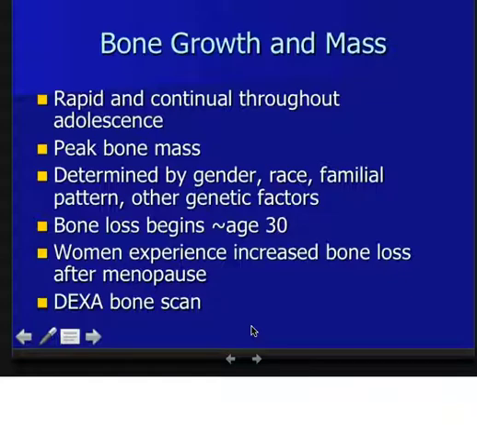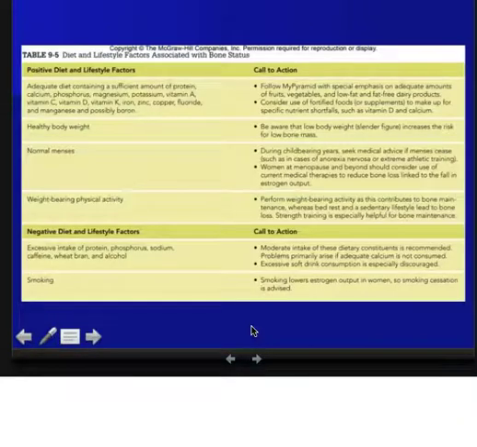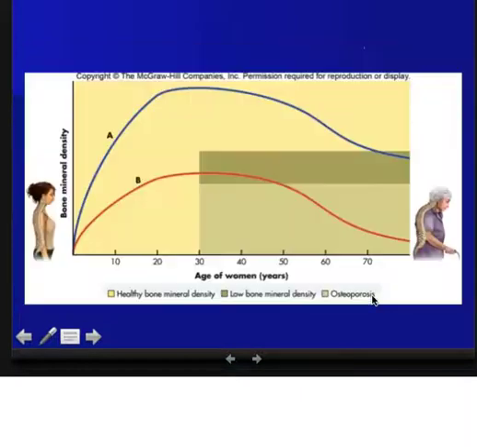DEXA bone scans are usually recommended for women who are postmenopausal to make sure that they're not on the edge of becoming osteoporotic. This is table 9.5 out of your text that shows you positive diet and lifestyle factors, and then warning signs here for corrective action in activity level and diet, and then negative diet and lifestyle factors and their appropriate cautionary tales. Okay, so a nice little summary slide for everything we've talked about so far.